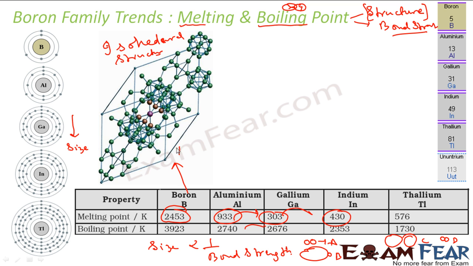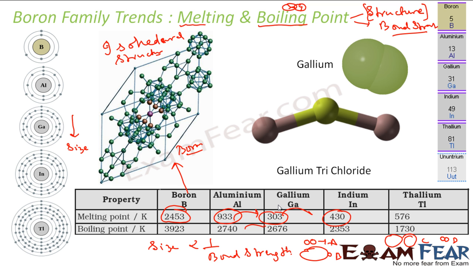This is for boron. But for gallium, it is very low. Why? Structure. The gallium exists in this form, right? Ga2. Or the compounds of gallium, like gallium trichloride, exist independently, they don't have this complex structure, and so they have low melting and boiling points. Correct? Hope you understand. Keep this in mind.